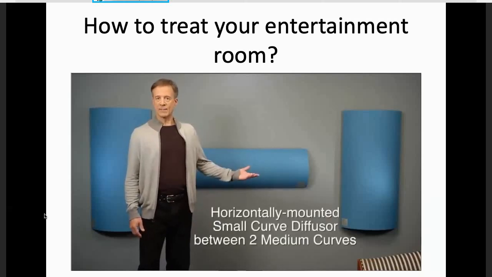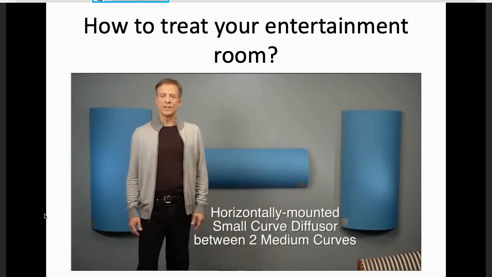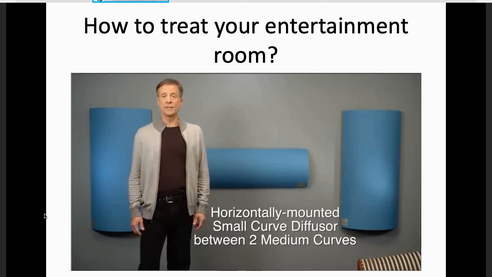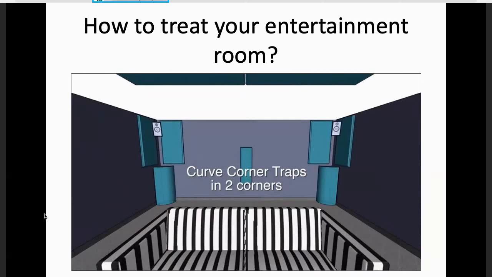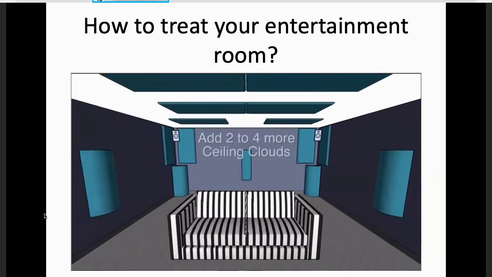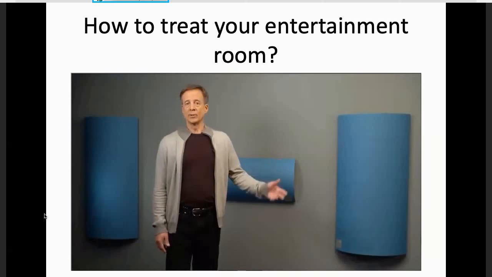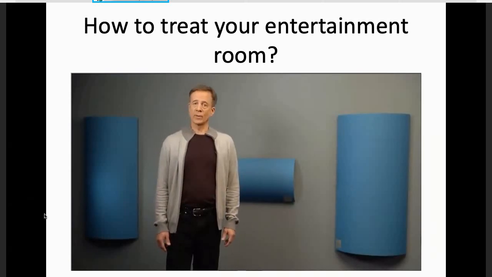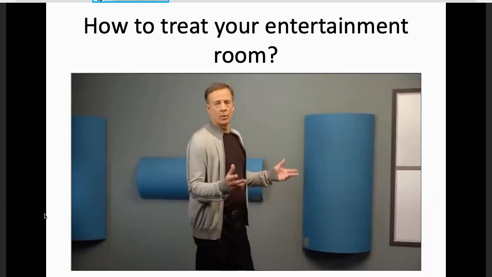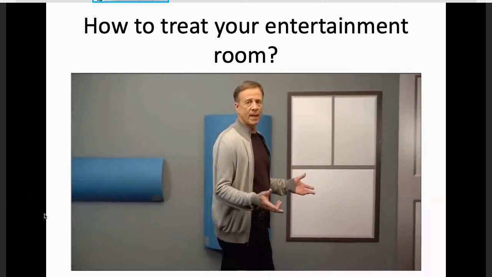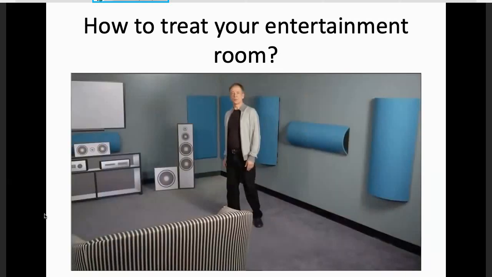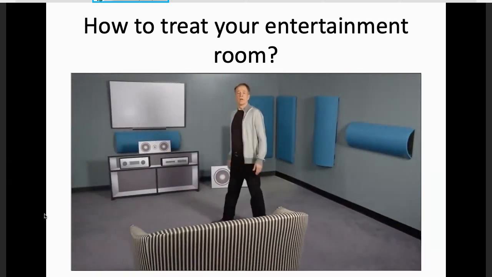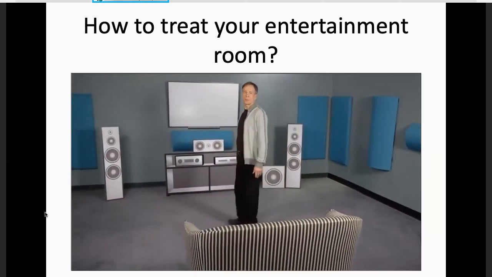Place a horizontally mounted small curved diffuser between each of the two sets of sidewall medium curves. And place our curve corner traps in any two of your corners. You can also add two to four more clouds. As you can see, you don't need to treat every square foot to have great acoustics. Remember, your panels and layout will depend on the size and shape of your room, as well as windows and doors. Our terrific Acoustic Geometry dealers are always happy to talk about our products with you.